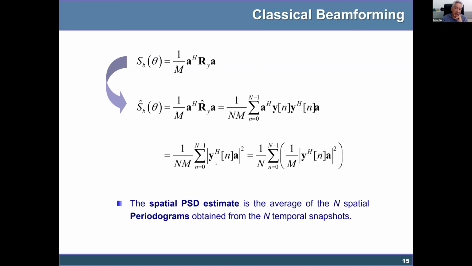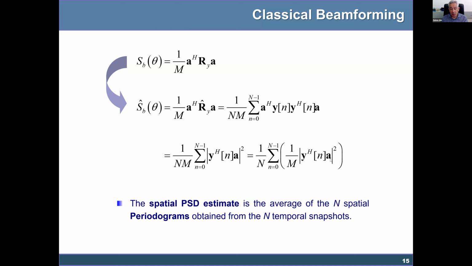So you take your snapshot, you calculate the inner product with A, so you pass through a spatial filter with impulse response A, then you take the modulo square of the output and you average over all the temporal snapshots. So for n that goes from 0 to n minus 1. So you can express this spatial power spectral density estimate in this way, or in this way.